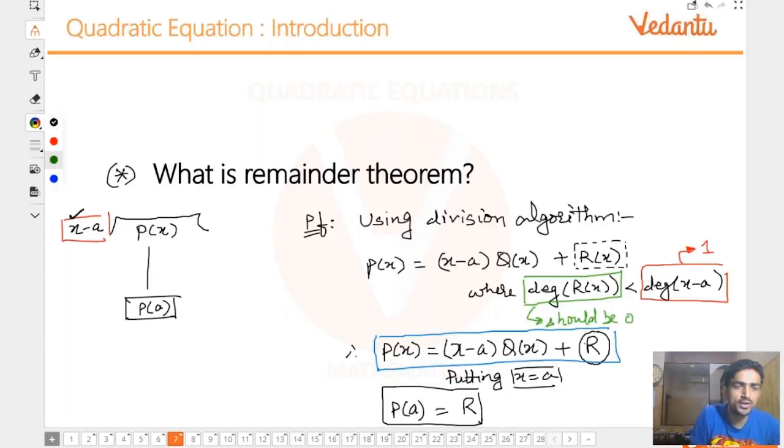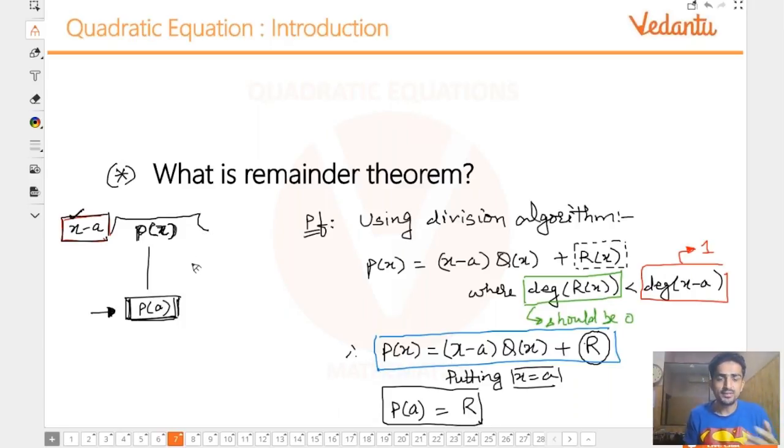So let me just conclude it once again and then we'll move ahead. First of all, what is the statement of the theorem? The statement of the theorem is whenever we divide a polynomial p of x by x minus a, then the remainder comes out to be p of a. That is the remainder theorem. That my remainder will be equal to p of a. And we verified it through some examples also. Now here is the proof.